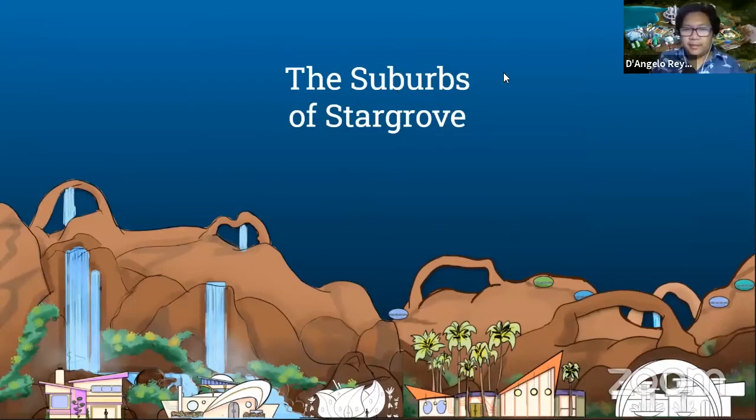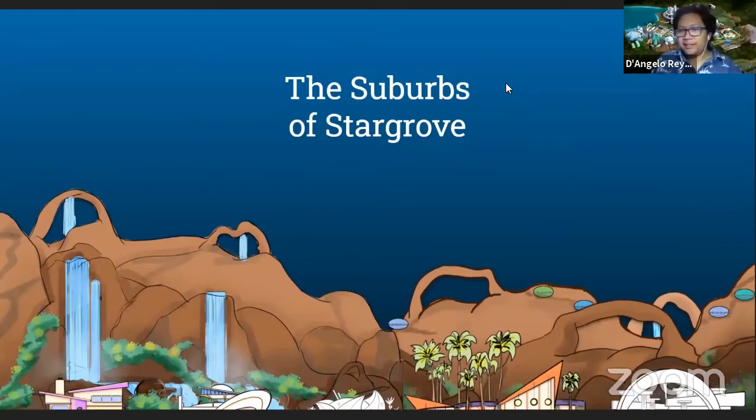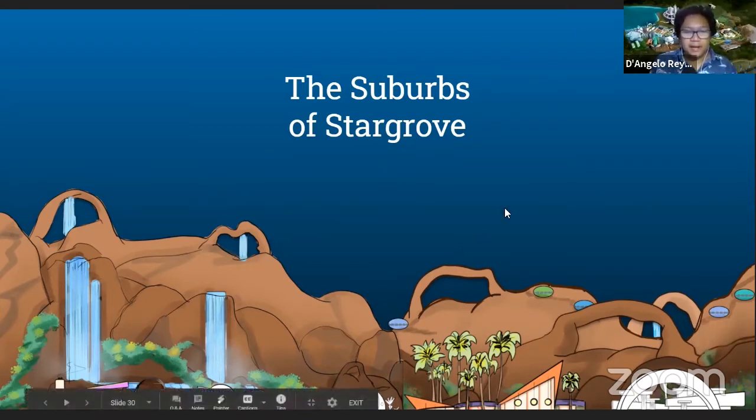Alrighty, so now we're going to move to the east side of the park, otherwise known as the suburbs of Stargrove. And here is a mountain range that anchors the suburbs to the rest of Stargrove. And on the bottom, you can see some of the house renders that I created early on.